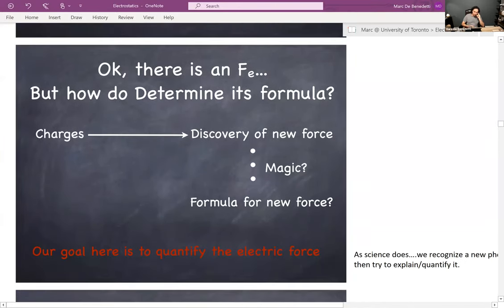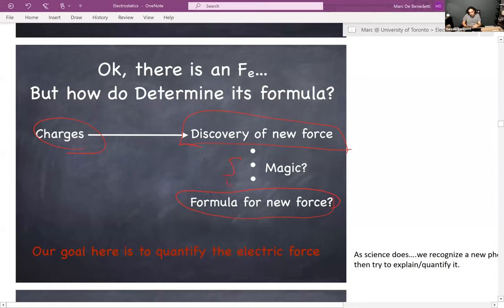Okay, so here's the story. How do we determine its formula? I've already kind of mentioned we need to introduce field theory, but let's not lose sight of our goal, okay? So first thing, we notice charges exist, and then that led us to noticing that there's a new force that we had not yet known. We'd known about friction, tension, the applied force, and other types of forces. Now, gravity as well. So now that we have this new force, our goal is to come up with a formula for it.